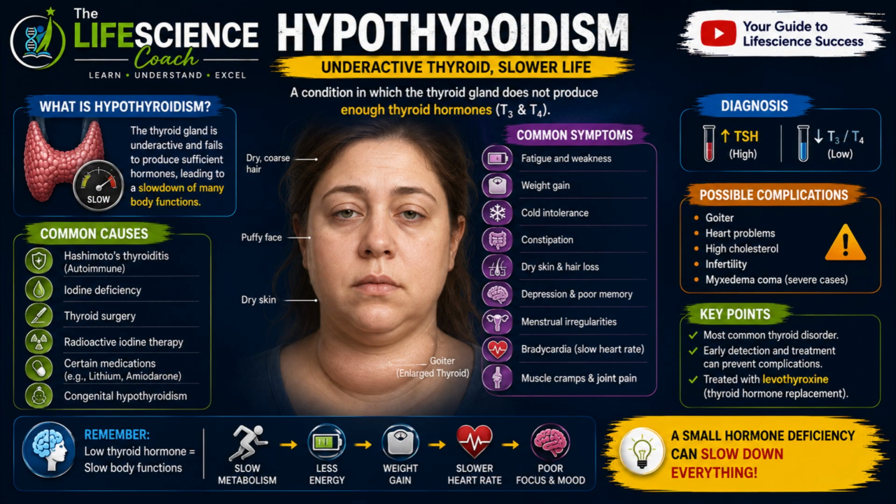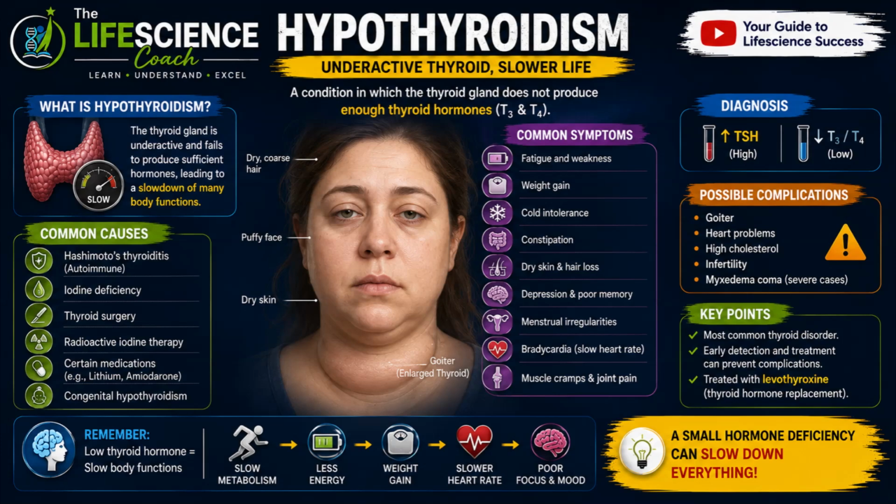Hypothyroidism is a condition in which the thyroid gland does not produce enough thyroid hormones, particularly T3 and T4, to meet the body's needs. Since thyroid hormones are responsible for regulating metabolism, energy production, growth, and many vital body functions, a deficiency of these hormones causes the body's processes to slow down. Think of thyroid hormones as the body's metabolic accelerator. When hormone levels decrease, the body's engine begins to run more slowly.